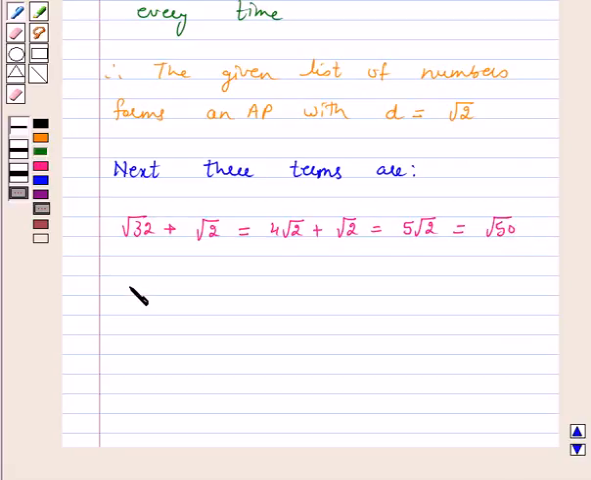Now, root 50 plus root 2. Now, root 50 is 5 root 2 plus root 2. This is equal to 6 root 2. And 6 root 2 is equal to root 72.